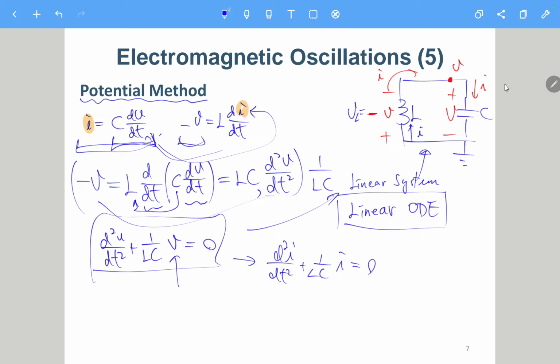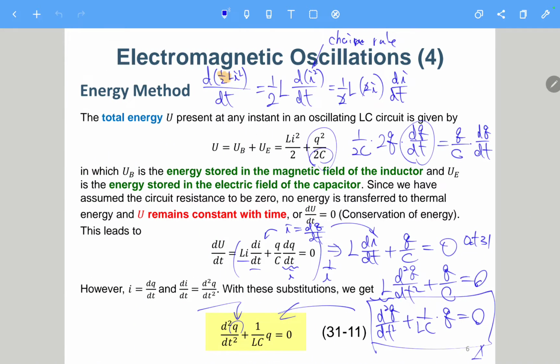Okay, so for any variable in the circuit, you might be able to write the same form of ODE. So you can see a second derivative of V plus 1/(LC) as the coefficient, and then V, so this V and this V. And then here, also the second derivative of I, and then plus 1/(LC) times I equals 0. So just change the unknown function. So here also Q is the unknown function.